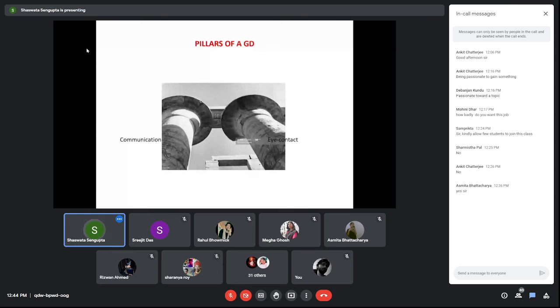Now we come to the pillars of a GD. As you know, in any architecture, pillars are necessary to support the structure. So similarly, in case of a GD, there are two pillars. Now, what do I mean by pillars? They are the main things which are going to hold you up in the course of a group discussion. And these two pillars are communication and eye contact.